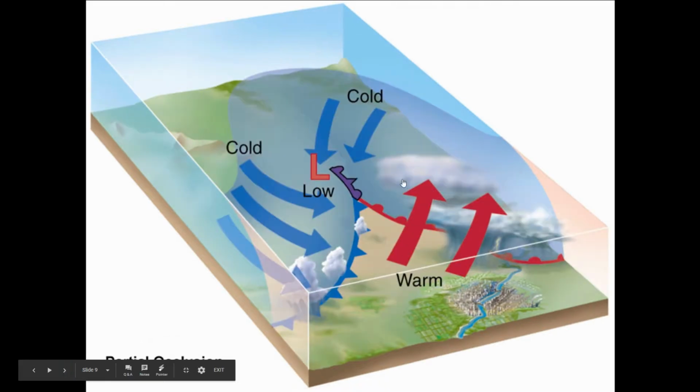As that low continues to spin around, like I said before, that cold front will catch up to the warm front. The cold fronts generally move faster than the warm fronts do, and you get an occluded front to form. When this happens, the low has begun to die. It has reached its mature stage and it's beginning to weaken.